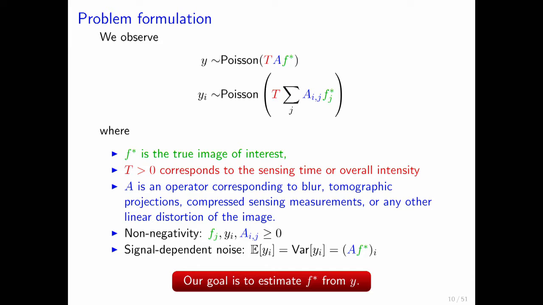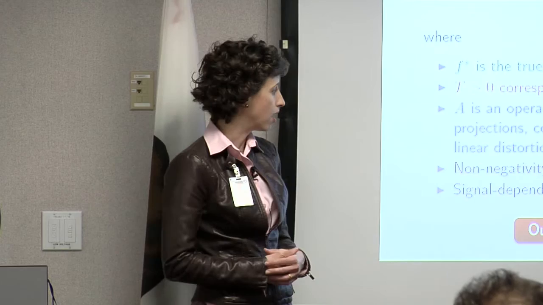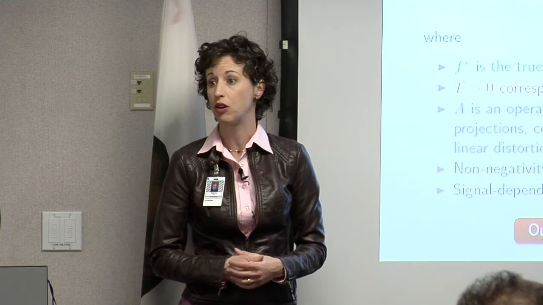So it might just be an identity matrix and a simple denoising problem, but it could correspond to blur, it could correspond to tomographic projections or compressed sensing kinds of measurements or what have you. And one of the things that is worth noting about this sort of observation model is that we have some physical constraints that don't arise in traditional, say, compressed sensing or Gaussian inverse problem settings.